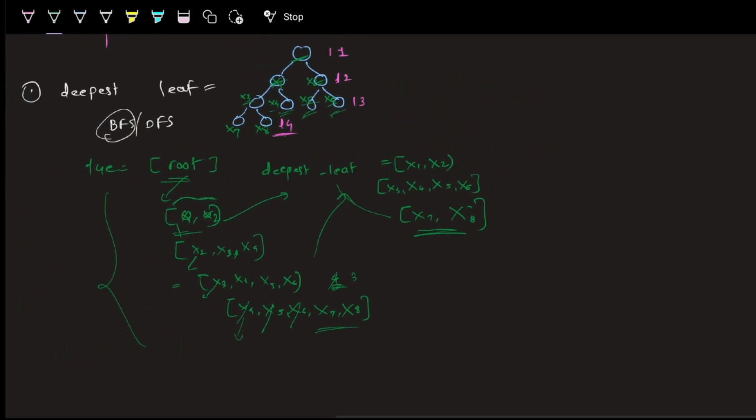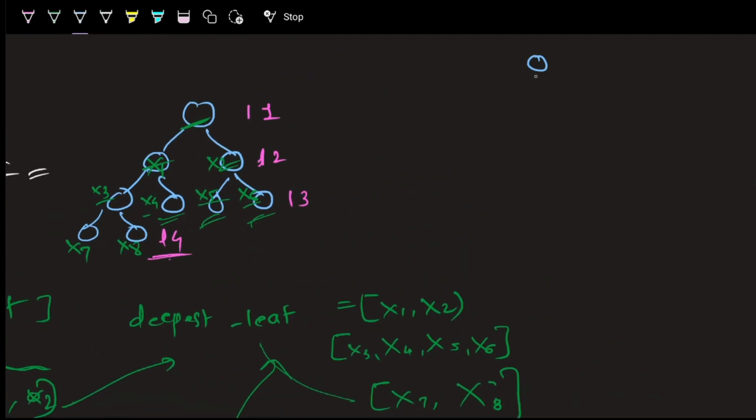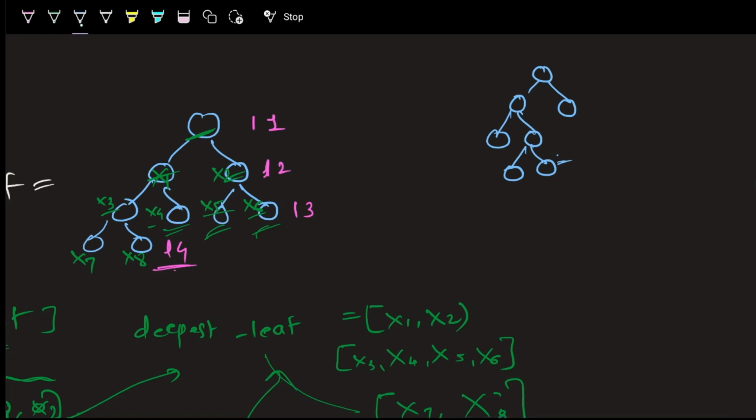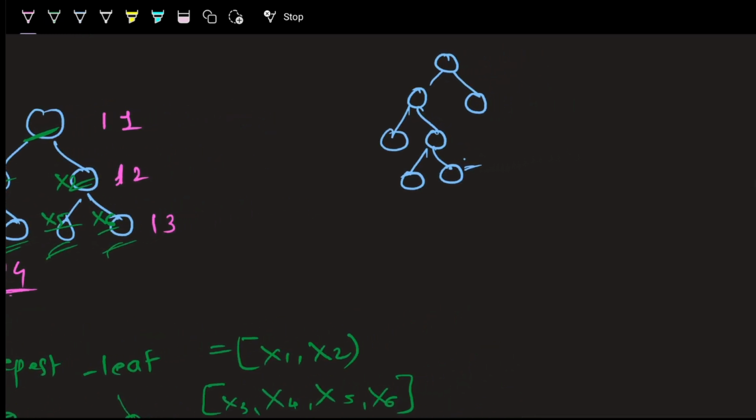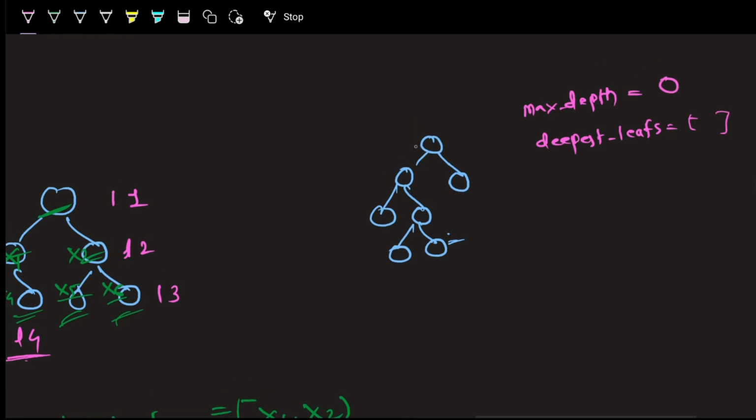You can do the same with DFS also. For DFS, let me take another tree here. For example, this is my deepest leaf. How will I do it using DFS? You know that using DFS we first go in depth to the left, then from left to right. So I can maintain one variable, that is max depth, and of course the deepest leaf. This will be the list and this will be the integer. Initially it will be 0. So I am starting from here.